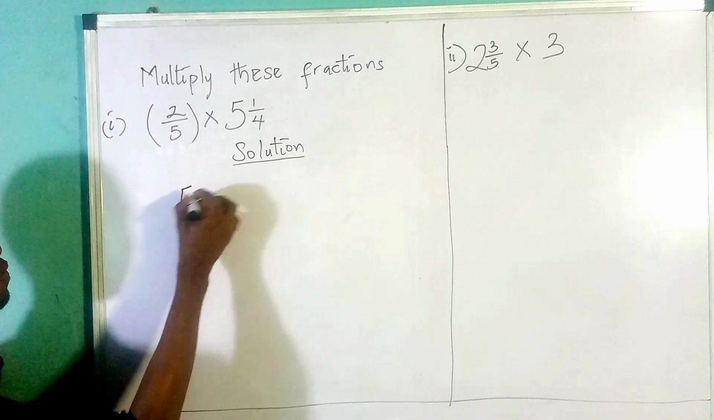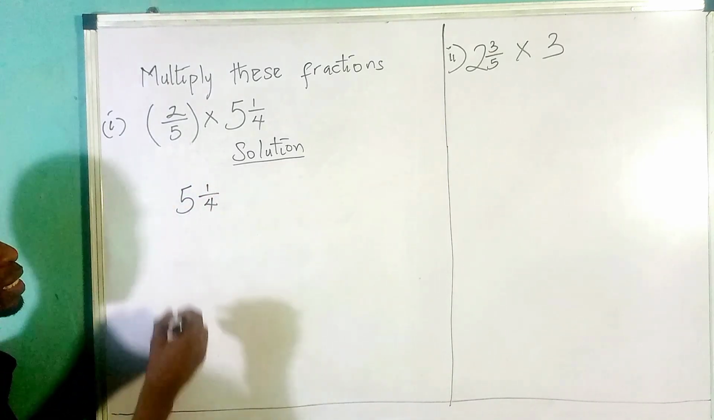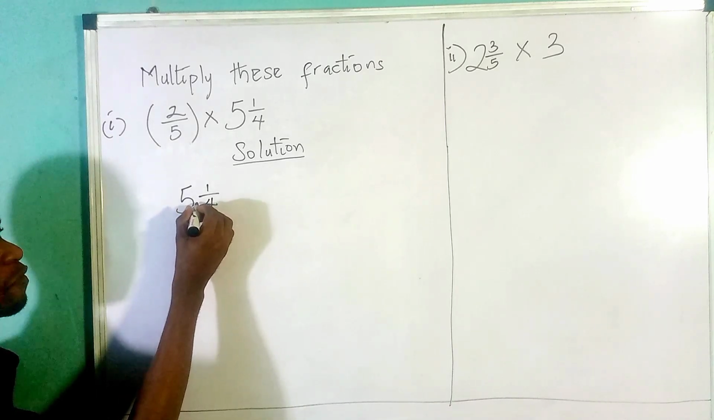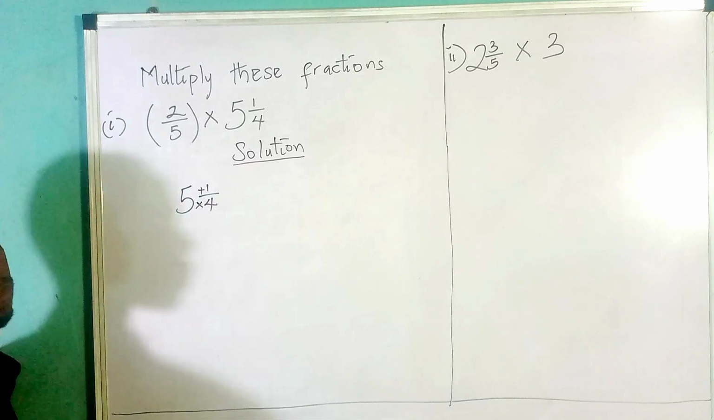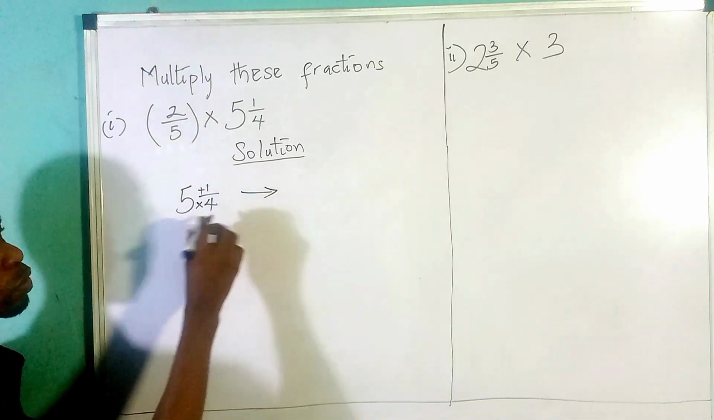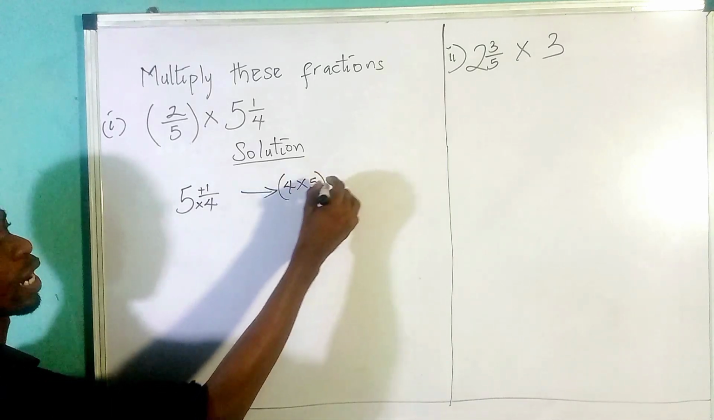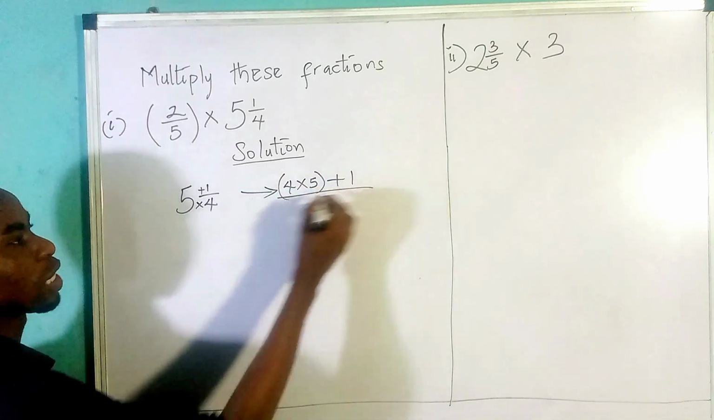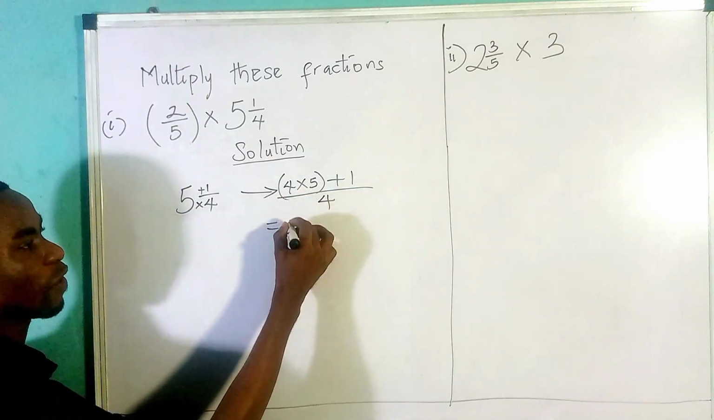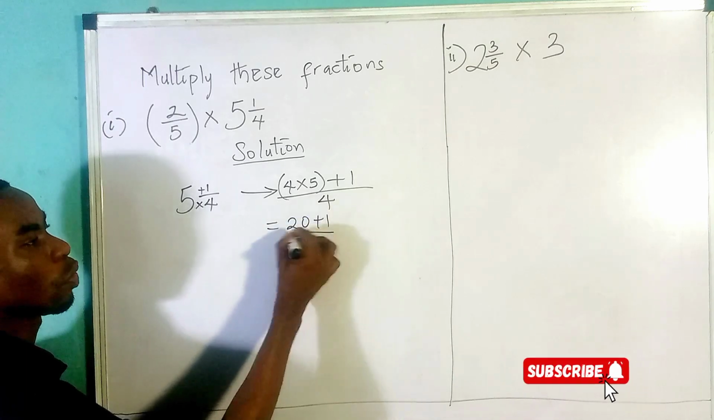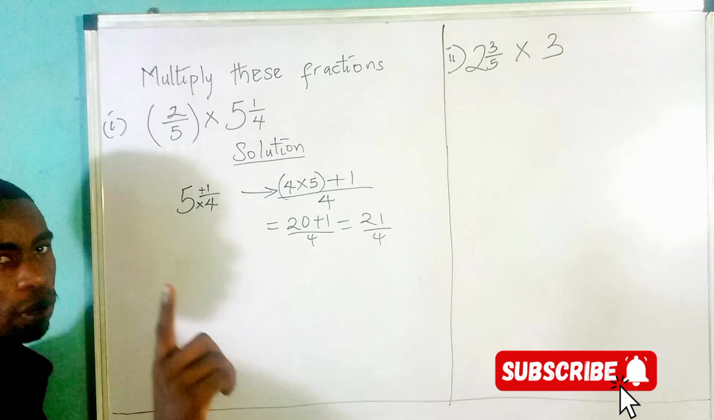So we have 5 whole number 1 over 4. How do we convert this? I'm going to multiply 5 by 4, then the result will be added to 1. So we have 4 times 5, then we add it to 1. We'll still keep our denominator 4. So 4 times 5, which is 20, plus 1 over 4, and that is 21 over 4. That is step number 1.